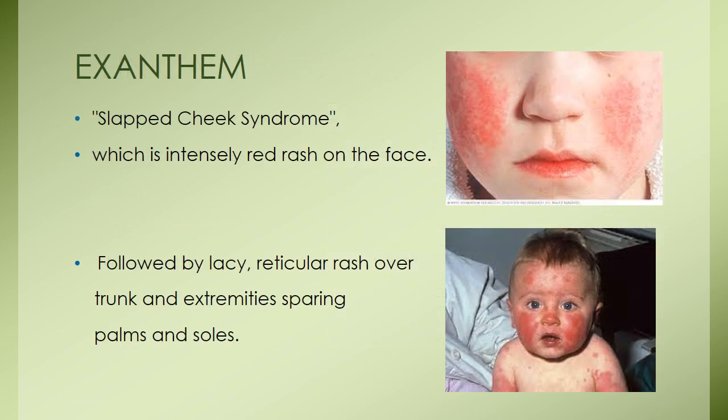So the skin rash appears after the prodromal phase and it first appears on the face as an intense red rash. That is why it is also known as slap cheek syndrome. After the appearance of the rash on the face, it is followed by a lacy reticular rash over the trunk and extremities, and it spares the palms and soles.